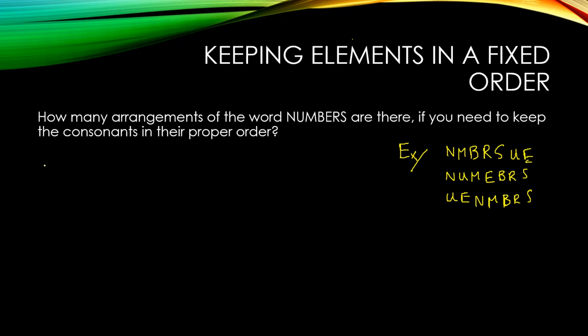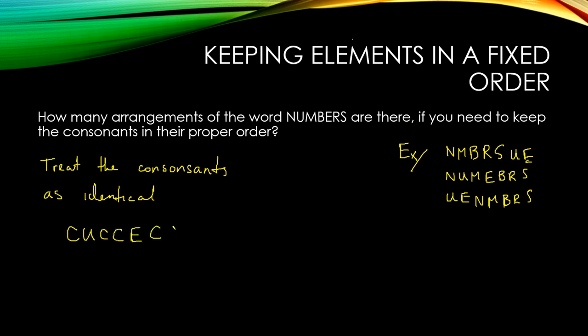I'll show you though. What we're going to do is treat the consonants, the things that we are trying to fix into a proper order, as identical. So doing that means what we're really doing is rearranging the letters in the series C, U, C, C, E, C, C. So we've replaced all the consonants just with the C. We're going to treat them as identical.